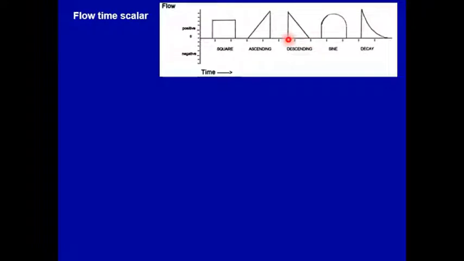So this is more physiological, because at the beginning of inspiration the demand for the flow of gas is more. This one you have to remember, and it is used in pressure control ventilation. Next we have the sine flow. This sine flow is seen during spontaneous ventilation. Next we have the exponential decay.